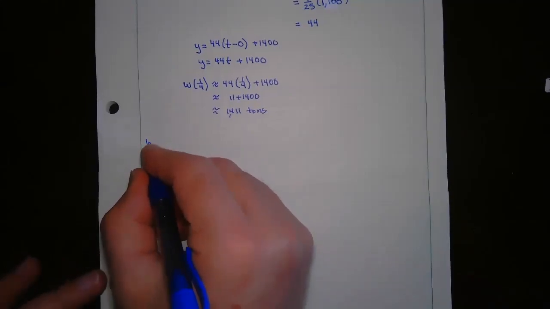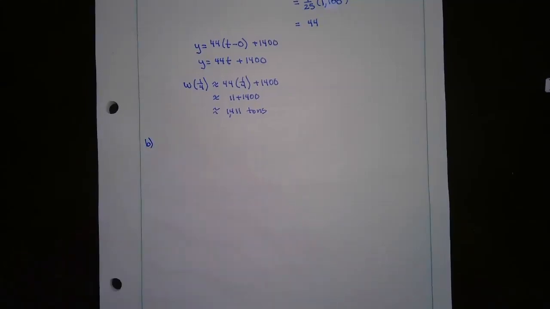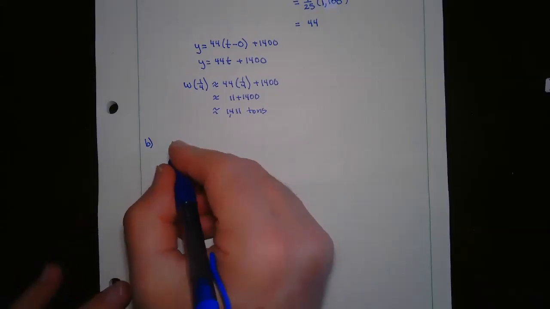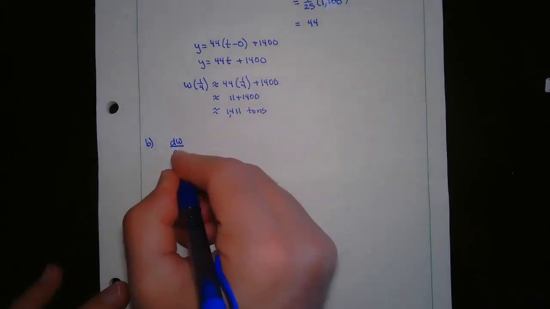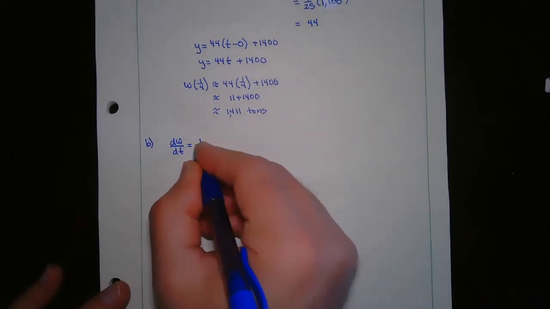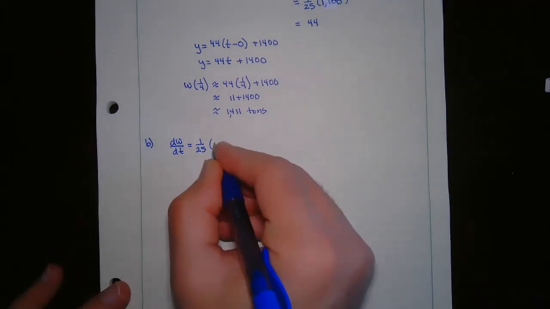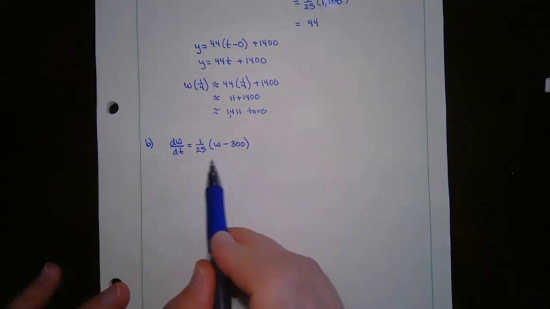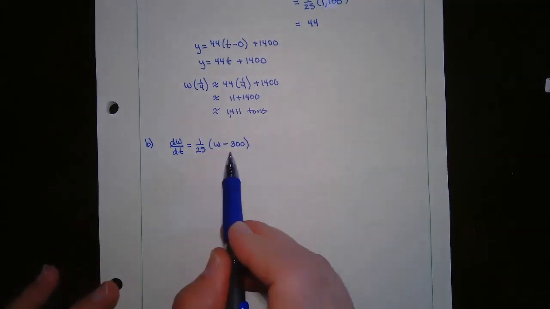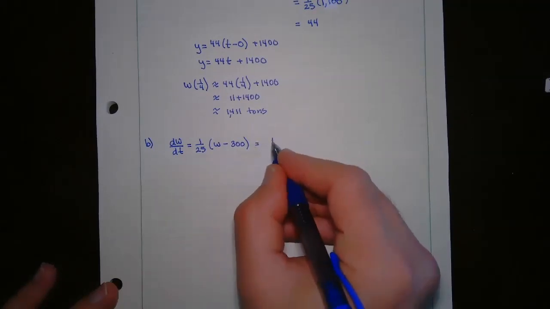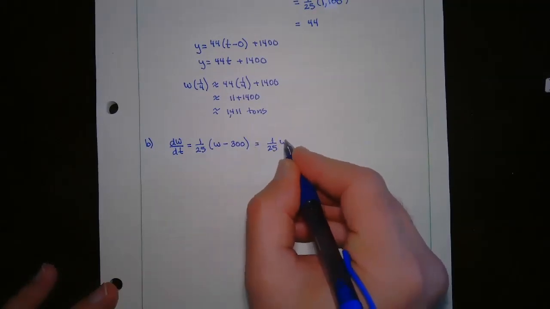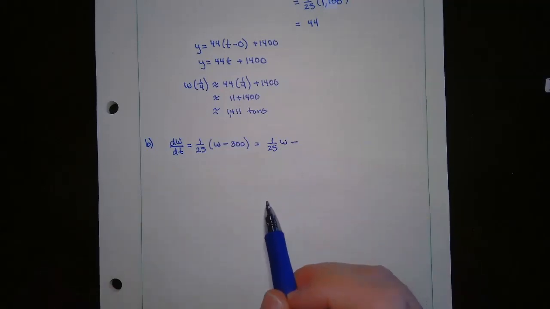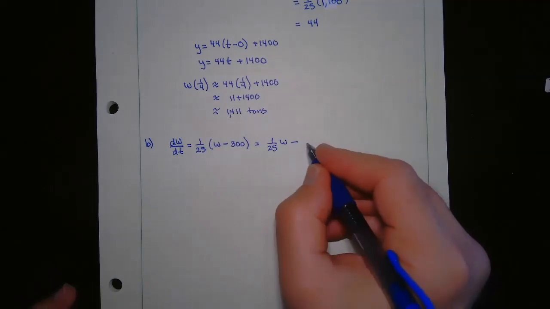All right, for part B, they're asking you to find the second derivative of W with respect to t, for the second time. We want this in terms of W, so our answer will have W in it. We knew that dW over dt is equal to 1 over 25 times W minus 300. You could go ahead and take the derivative right now, or I'm going to distribute this: 1 over 25 W minus 300 divided by 25, which would be 12.